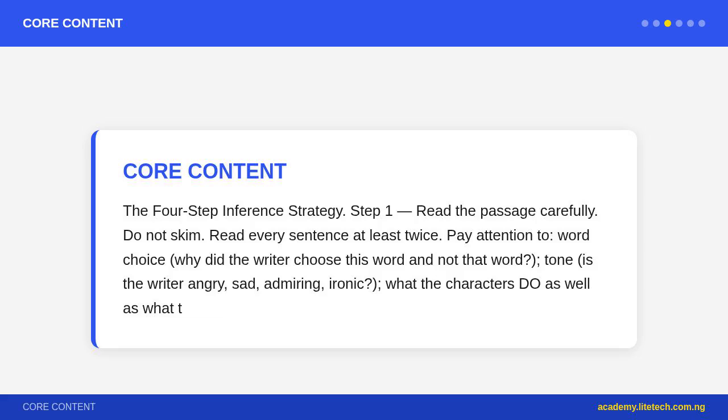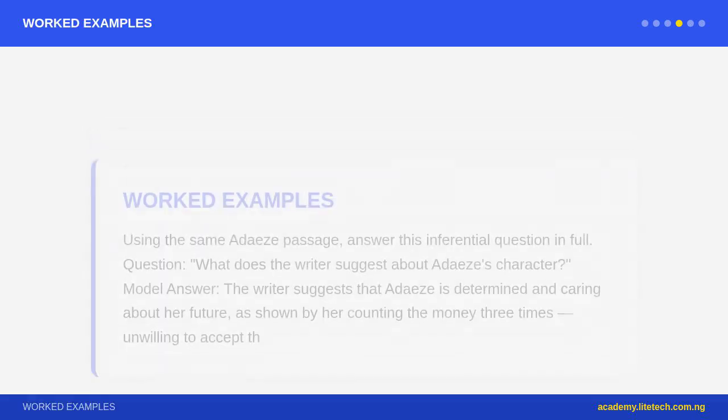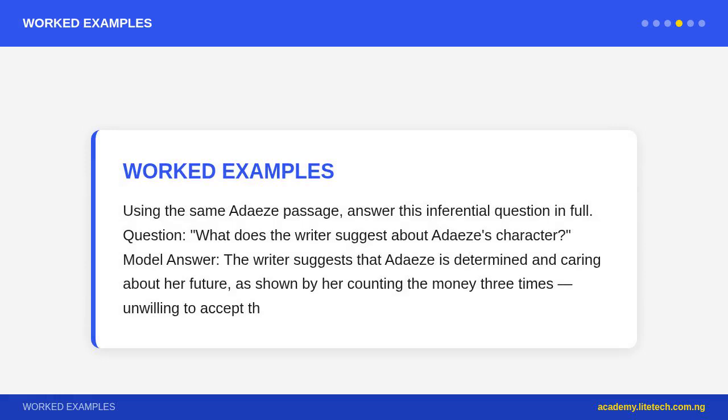How does the writer feel about the development of Lagos? You must infer this from the language choices. Enthusiastic vocabulary suggests a positive attitude, critical or sorrowful language suggests negativity. Type D. Implied information. From the passage, what can we understand about the family's financial situation?